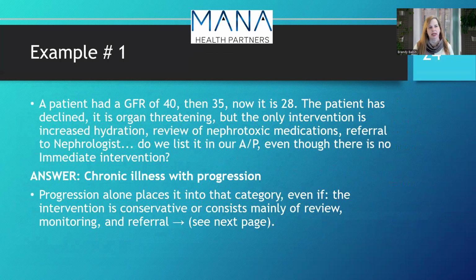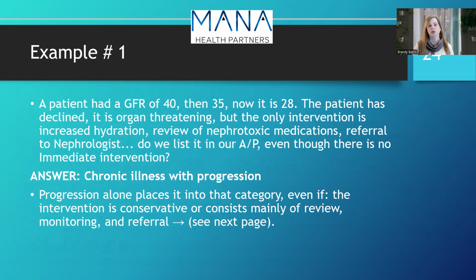So here's an example of a patient that has a progression. It's a patient who had a GFR of 40 and then it dropped to 35, and now we've gotten our GFR this morning and it's 28. The patient has declined. It is organ threatening because our GFR is 28 and we're in chronic kidney disease stage 4. So the kidneys are failing and we have to make sure that we're looking at that.